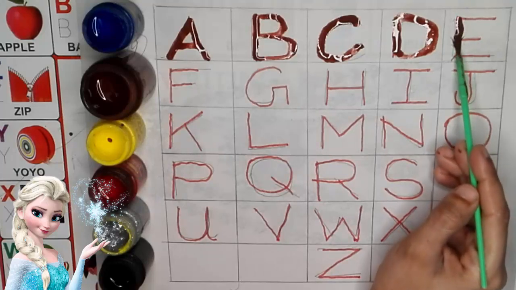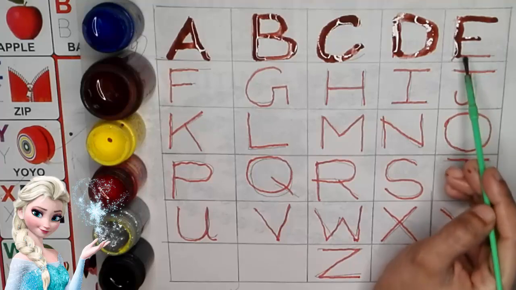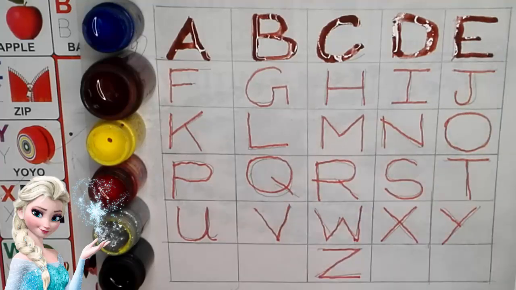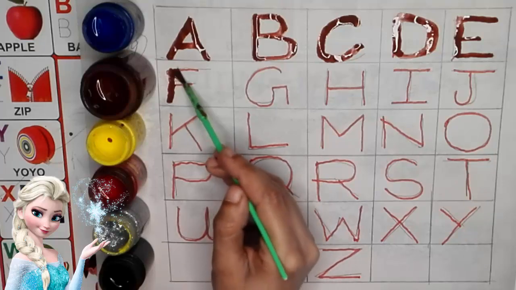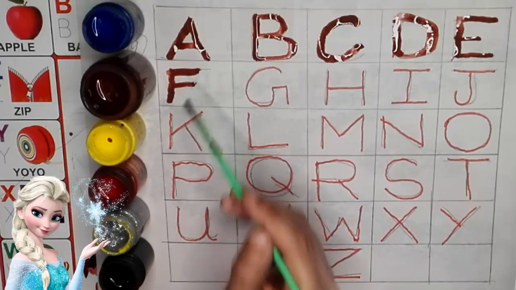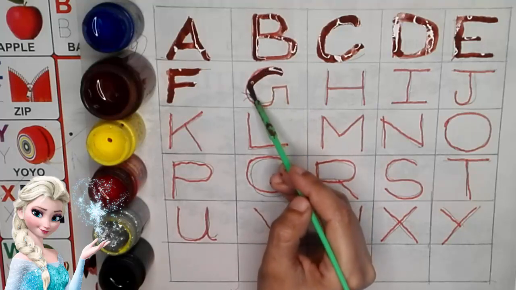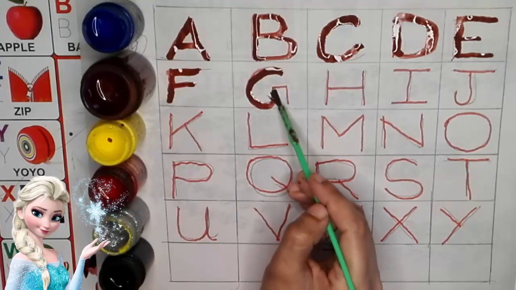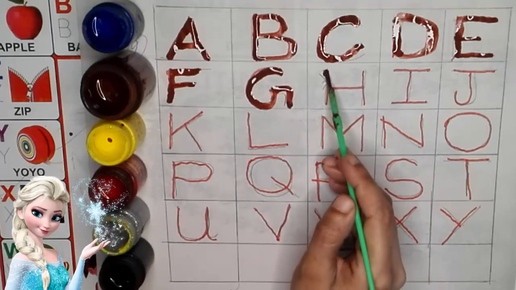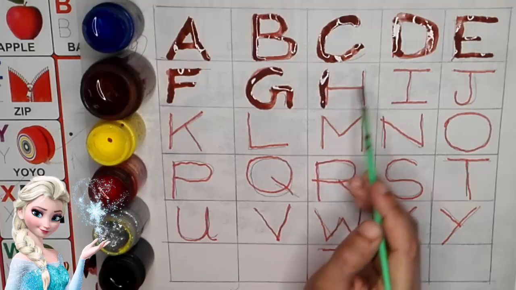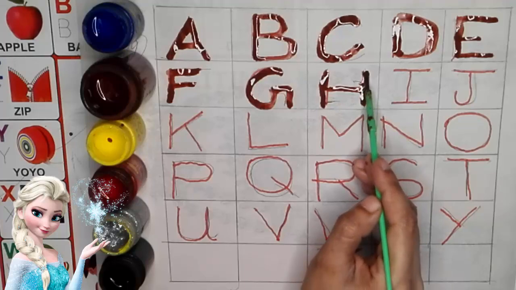E, E for eagle. F, F for frog. G, G for giraffe. H, H for hyena.